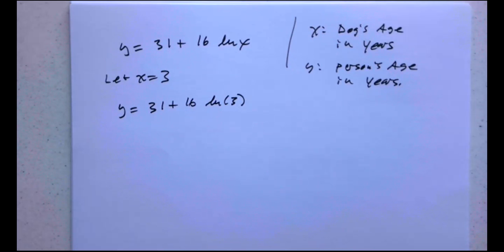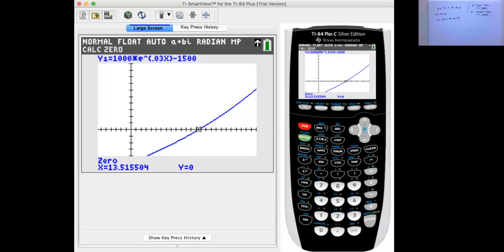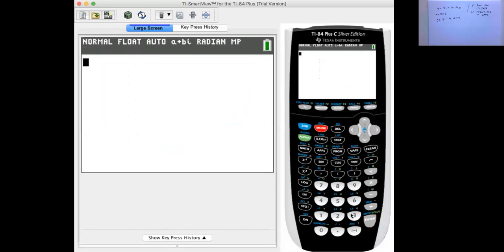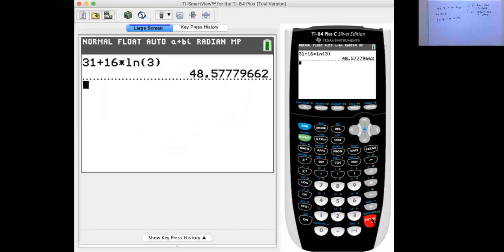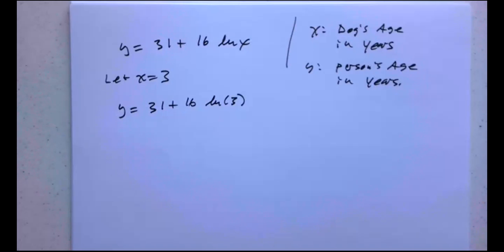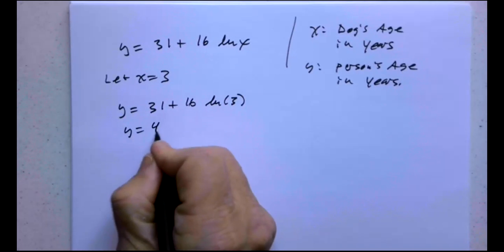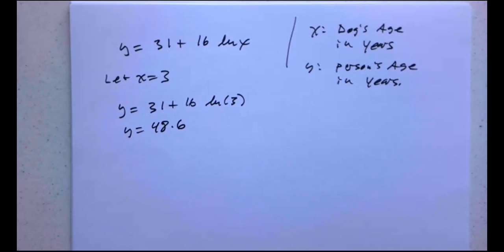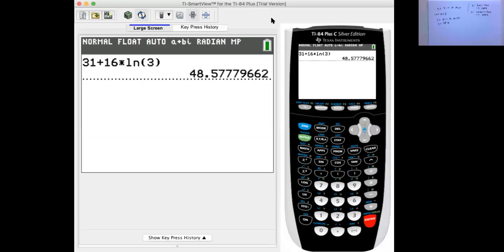So here we go, 31 plus 16 times natural log of 3. What are we going to get? 31 plus 16 times the natural log of 3 gives me 48.6. So I guess I'm still older than my dog. So y is 48.6. So the equivalent age for a person is about 48.6 years.